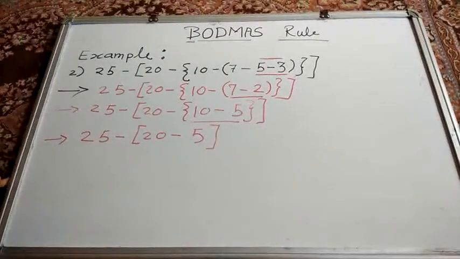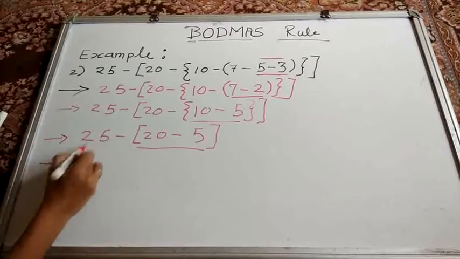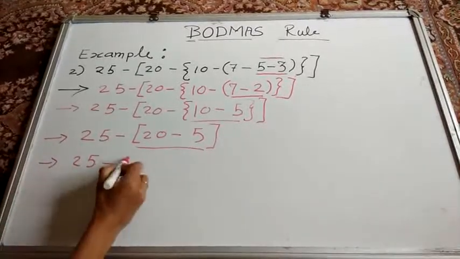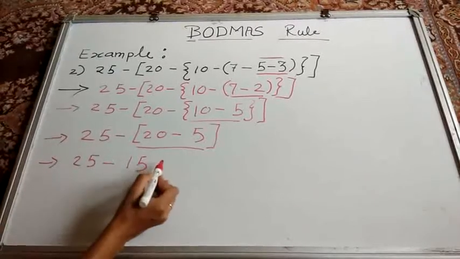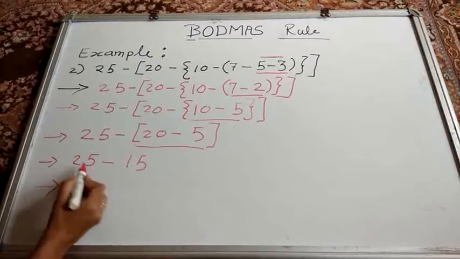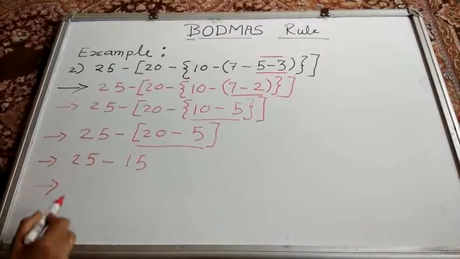Which bracket remains? Square bracket. Now solve this remaining bracket first. 25 minus 20 minus 5. Answer is 15. As I said, after solving, the bracket must be removed. Now what is the operation left? Subtraction. So 25 minus 15.